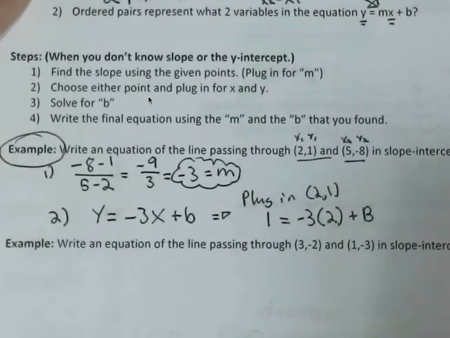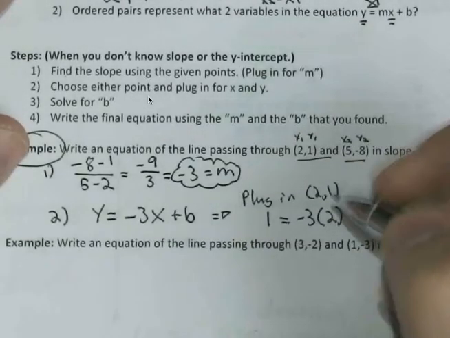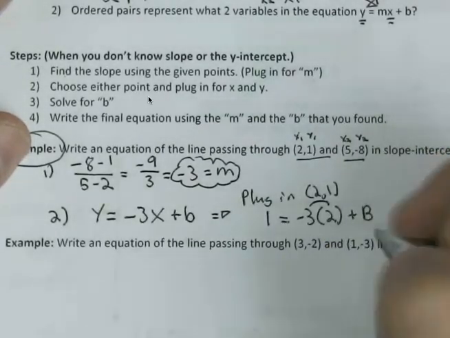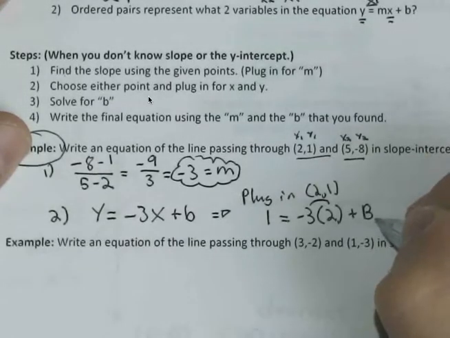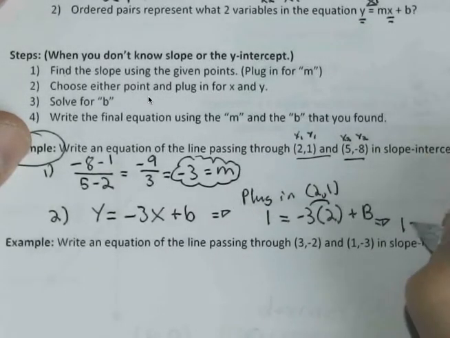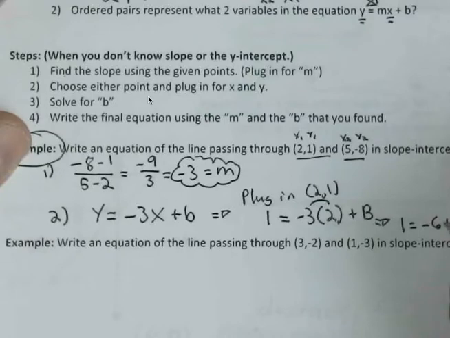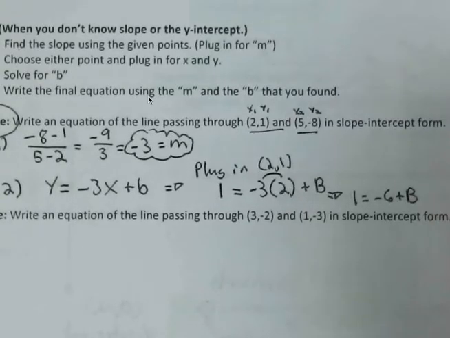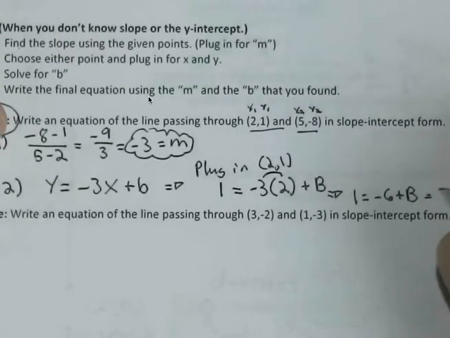So what does this mean, solving for b? Well, I can take the product of negative 3 and 2, which is going to give us negative 6. So let's rewrite this here. 1 is now equal to negative 6 plus b. This is pretty much a one-step equation at this point. If we add 6 to both sides, this is going to say that 7 equals b.